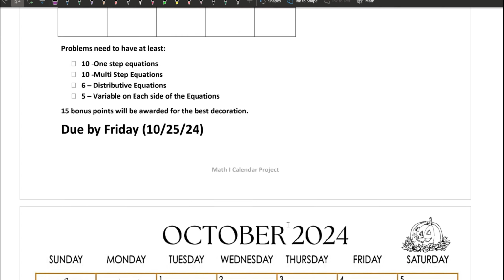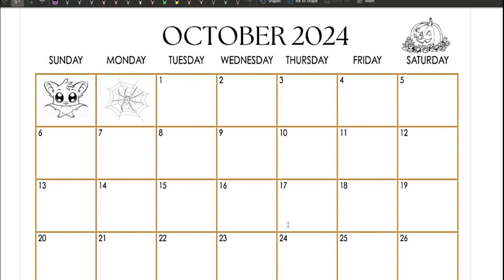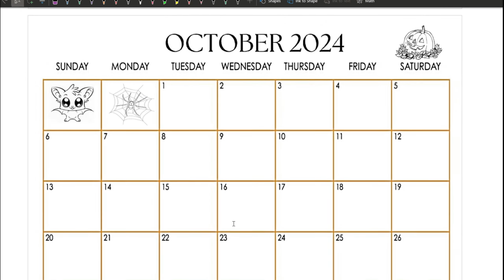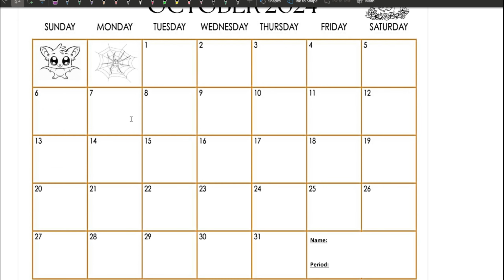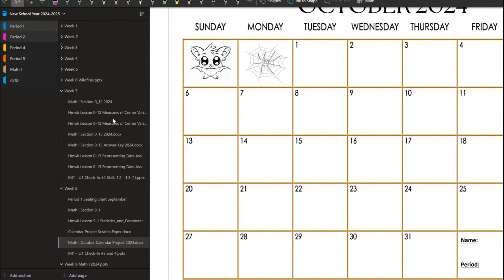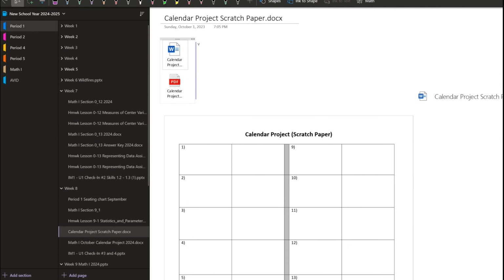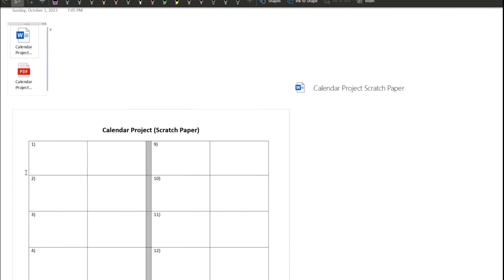So here's the calendar. You all should have something that looks like this. For today, our focus is not on this calendar, but if you have it, write your name and period and put it to the side. We're going to go to the scratch paper, this one. We're going to talk about this.